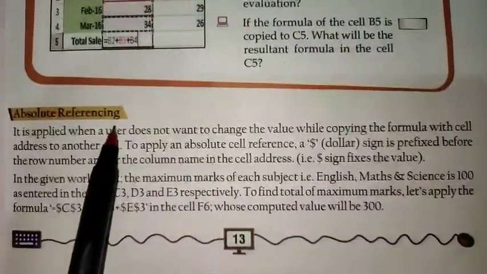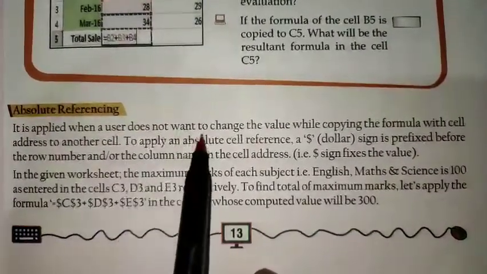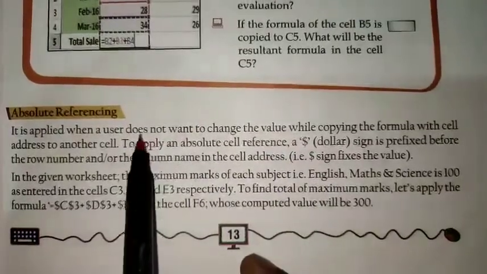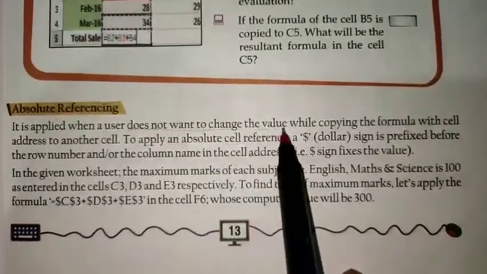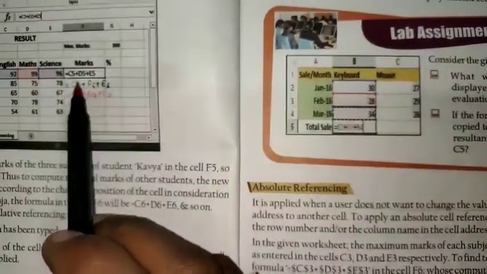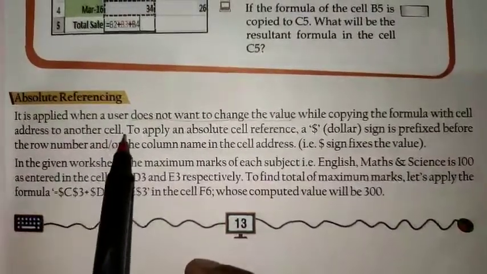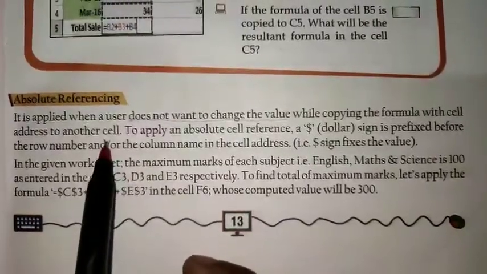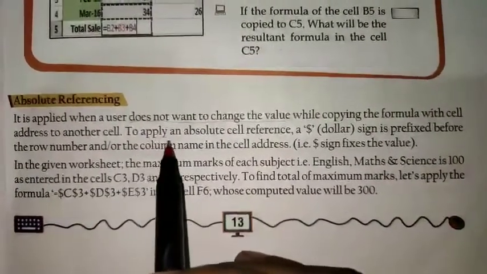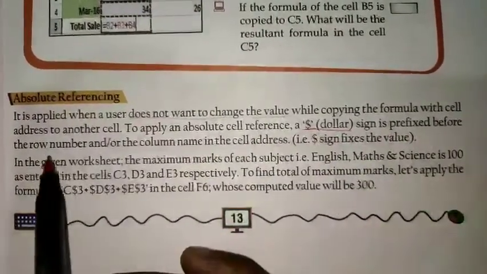Let us see what absolute referencing is. It is applied when a user does not want to change the value while copying the formula with a cell address to another cell. In relative referencing, the formula was being changed automatically, but in absolute referencing the formula should not be changed. To apply an absolute cell reference, a dollar sign is prefixed before the row number.